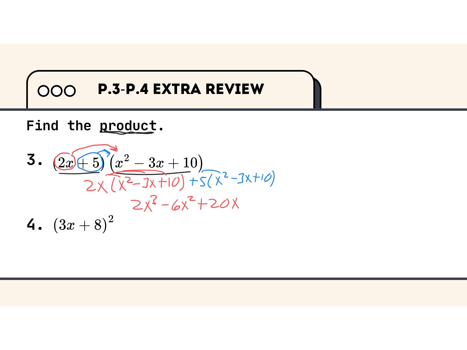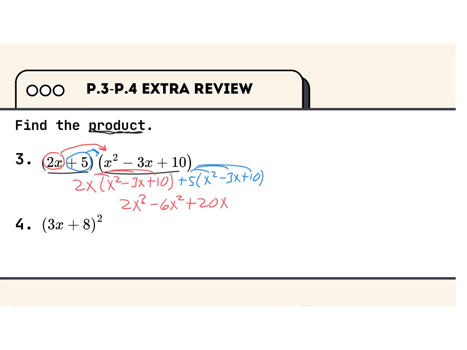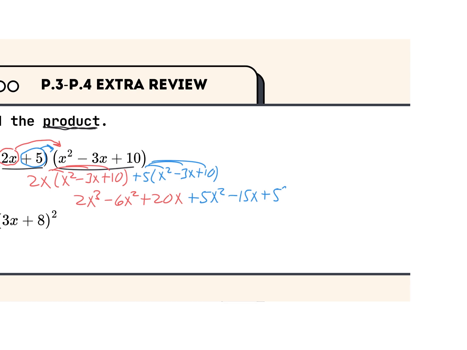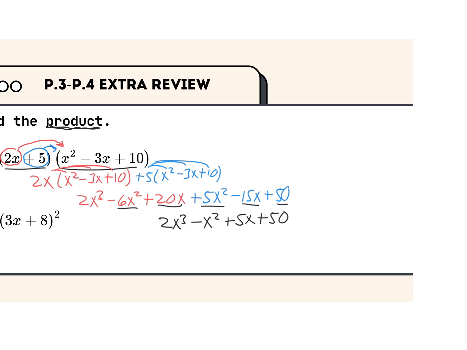All right, and then in blue, I'm going to distribute that 5. And then we're going to get a 5x squared minus 15x plus 50. And then once you have this, you can combine like terms. There's nothing to combine with the 2x to the third, so it's going to stay 2x to the third. Negative 6x squared plus 5x squared is going to get you a negative x squared. 20x minus 15x is going to get you a 5x. And then nothing combines with 50, so it's just going to be a plus 50. And that's all we do for that one.